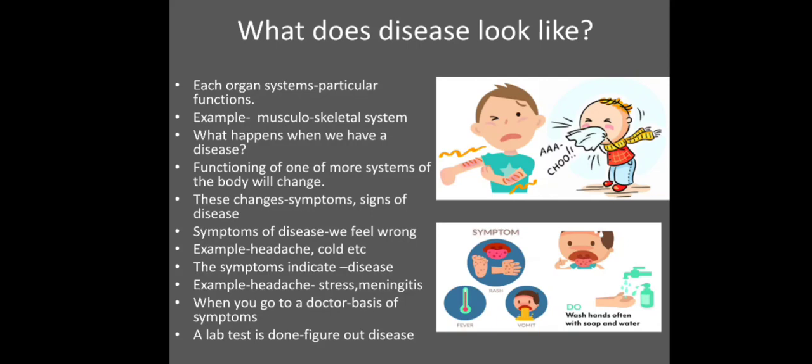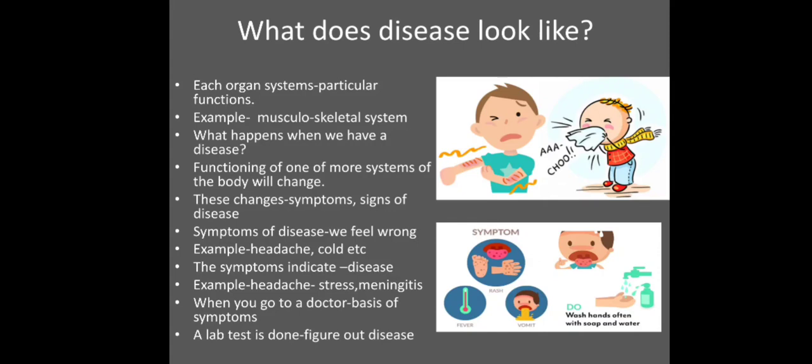Now these changes give rise to symptoms and signs of disease. When the body is experiencing a change or when body organs and systems are not functioning properly, the body will give us some signs or symptoms. Symptoms of disease are the signs we feel as being wrong. We ourselves will feel like something is wrong with our body. Examples of symptoms are headache, cough, wounds with pus, etc. So these are some of the symptoms where we feel like our body is not working or functioning properly.